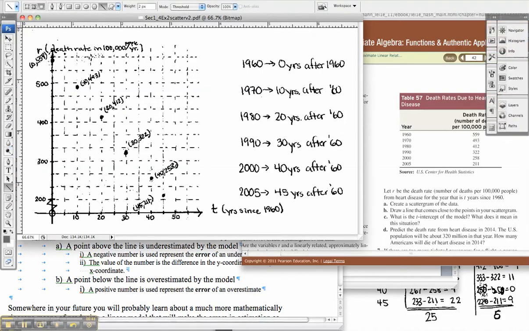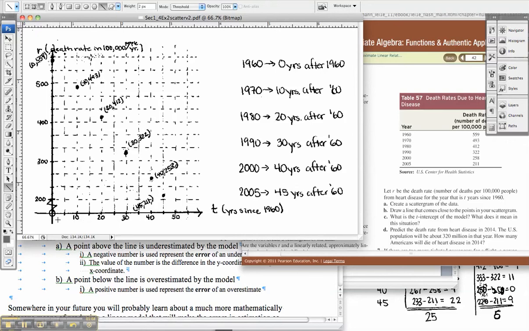So we've created a scattergram by first of all making a translation. This is T years after or since 1960. So 1960 is 0 years after 1960. 1970 is 10 years after 60. 1980 is 20 years after 60. 1990, 30 years. 2000, 40 years. And then 2005, 45 years.